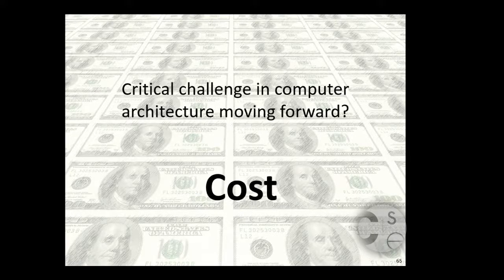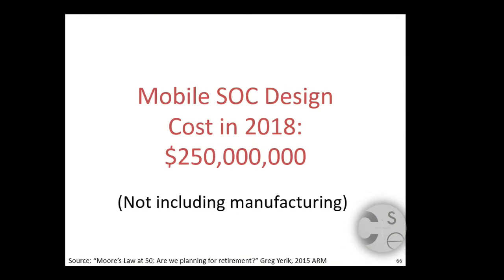So why do I think cost is a big deal? Well, according to ARM, as estimates made last year, the cost of doing a mobile SoC design, system-on-chip design, is going to be in excess of $250 million by 2018. And this doesn't include manufacturing, which is actually much less. And this cost is because these systems are getting so complex. And what I'm arguing is actually we need to find a way to tame this complexity to create lower cost designs.